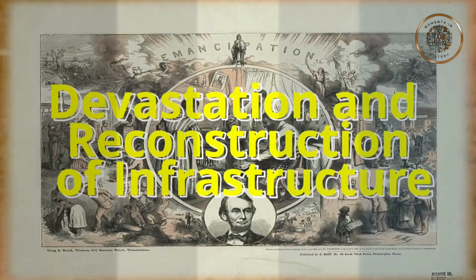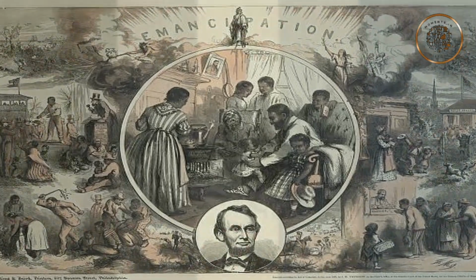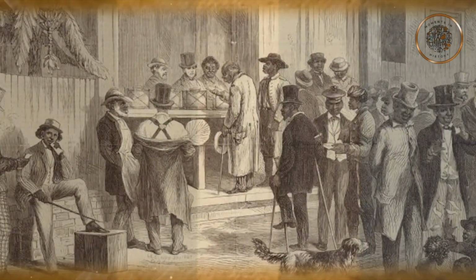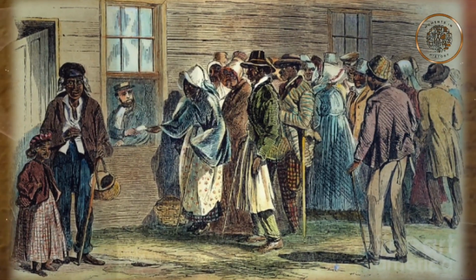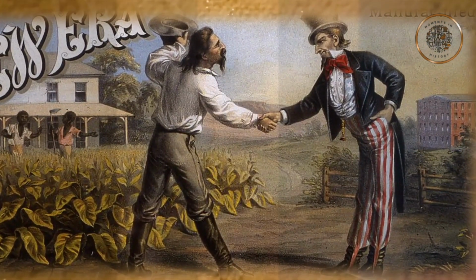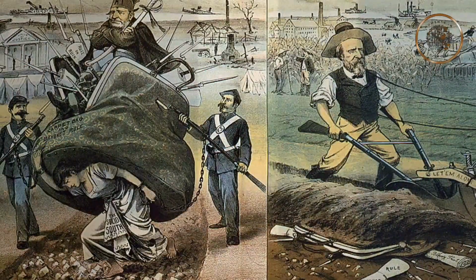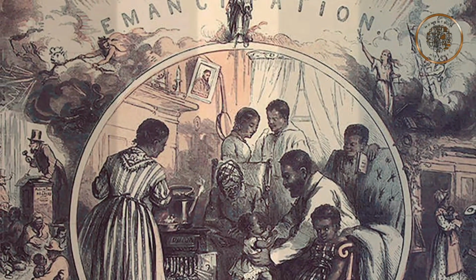Devastation and reconstruction of infrastructure. The American Civil War left a trail of devastation in its wake, with significant consequences for the nation's infrastructure. The war was fought on American soil, resulting in widespread destruction of roads, bridges, railroads, and cities. Both the Union and Confederate forces targeted strategic locations, leaving communities in ruins and disrupting vital transportation networks.